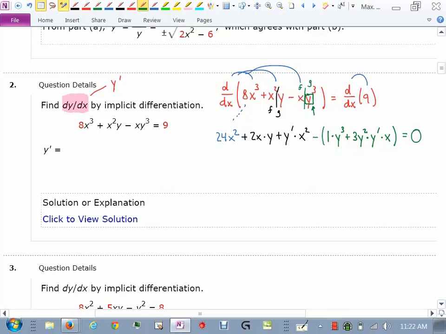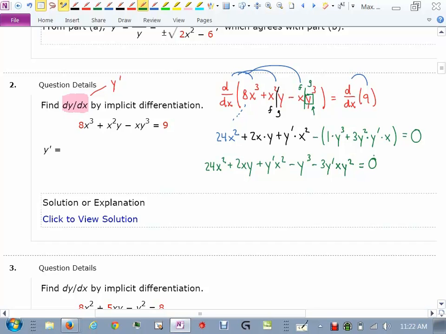So we'll try and clean this up now. We have 24x squared. We have plus 2xy. We have plus y prime x squared, and then I'll distribute the minus sign through here. Minus y cubed minus 3y prime xy squared equals 0.